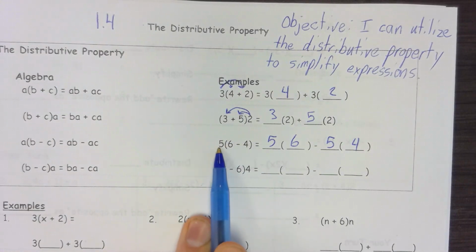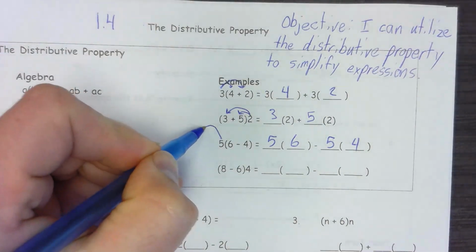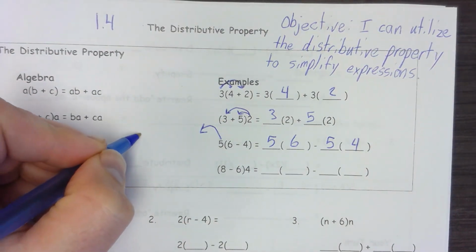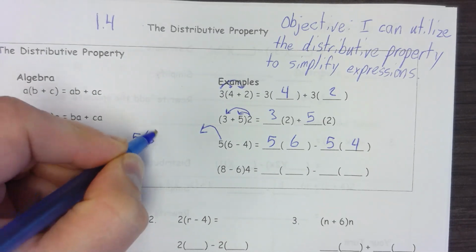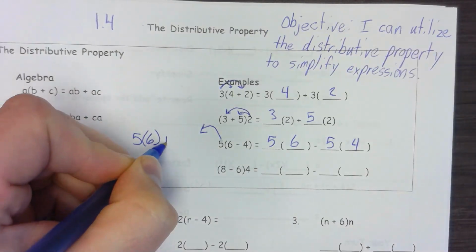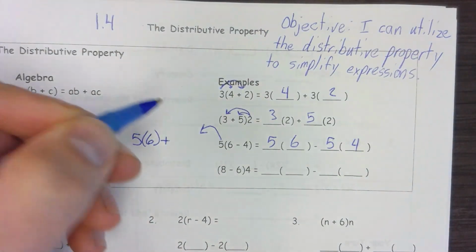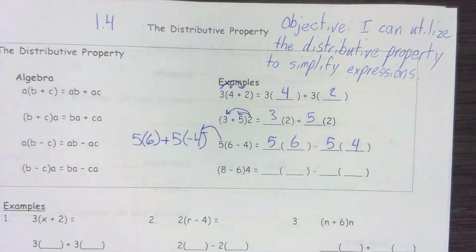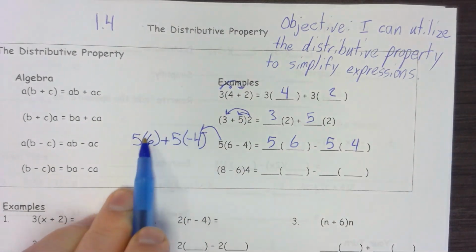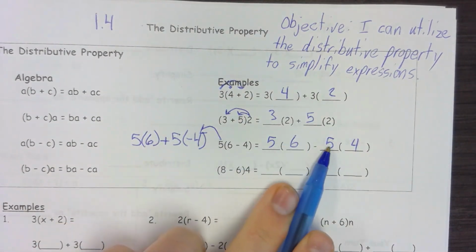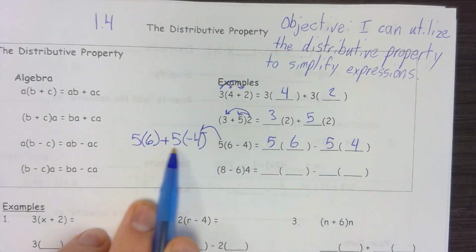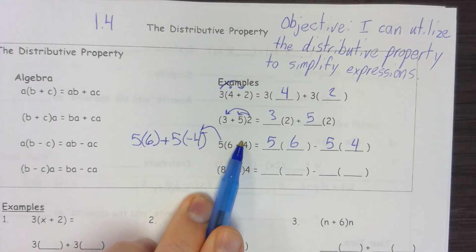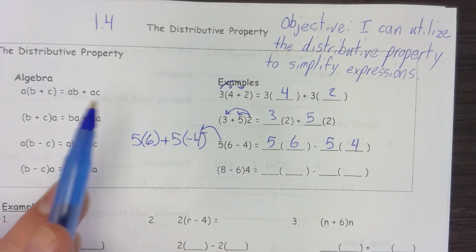Now, there's a couple ways you could think about this part. How I like to think about this is a little bit differently. I would think about this as equal to 5 times 6, and I always put a plus sign here, 5 times negative 4. Okay? But either way you think about it, this way or this way, you're getting a negative 20 here. But be very careful of these negative signs, okay? Make sure you're getting the right result.